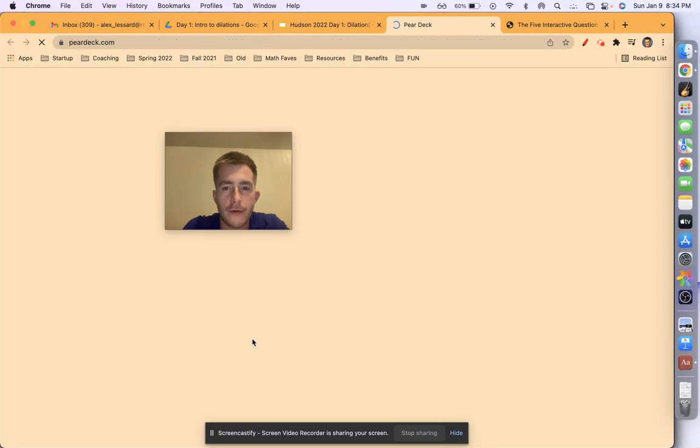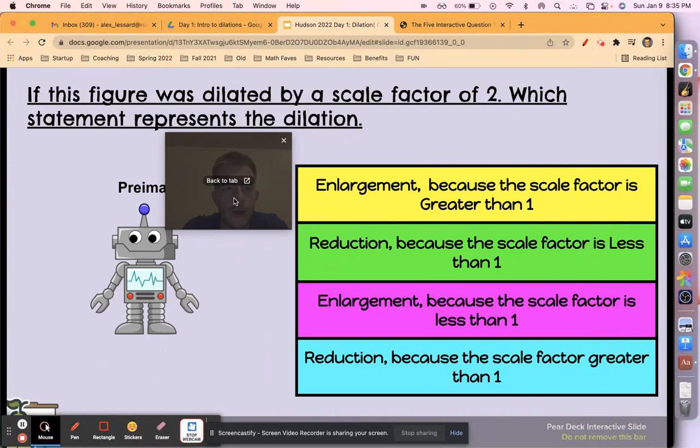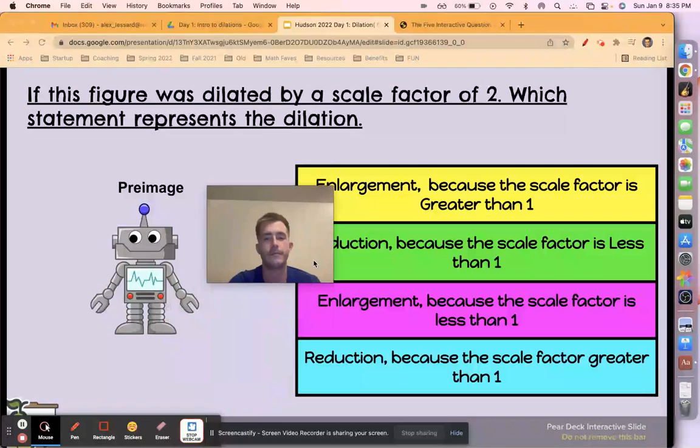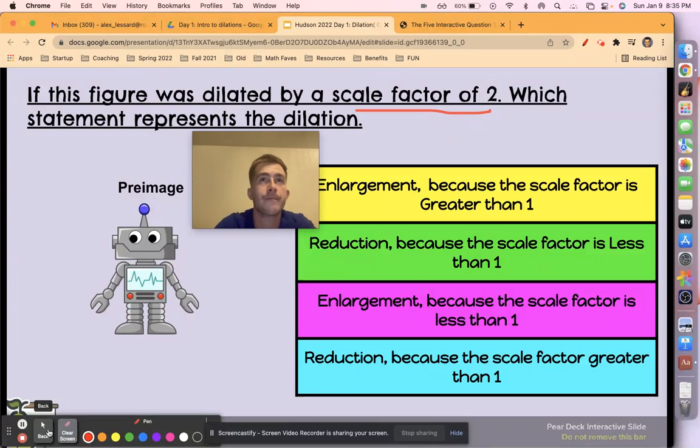All right, here we go. Oh, hold on, what did I do? There we go. If this figure was dilated by a scale factor of 2, okay, scale factor of 2. Go ahead and answer this one on your own, 30 seconds, then we'll talk about it.